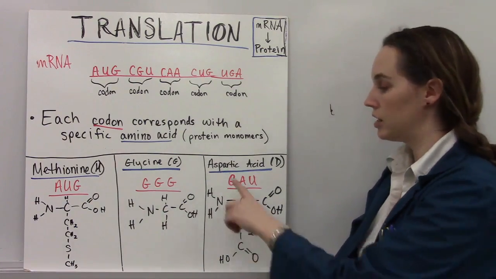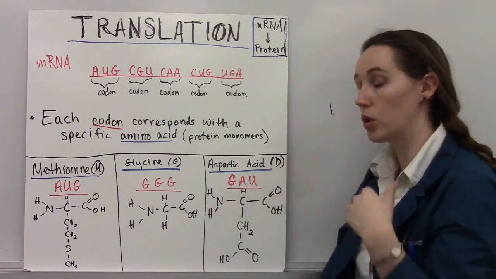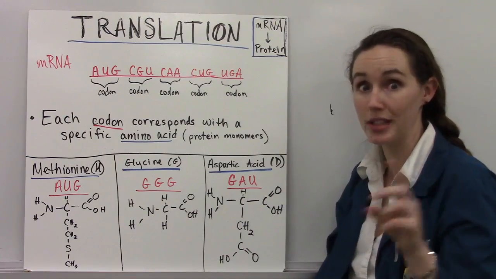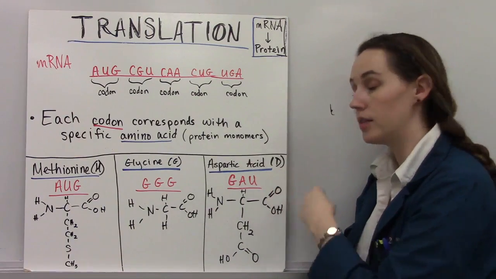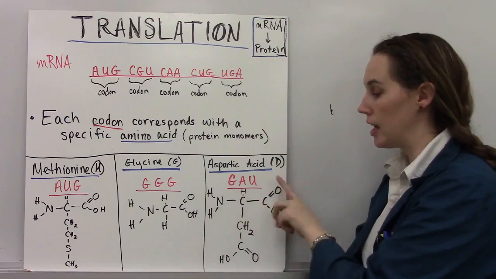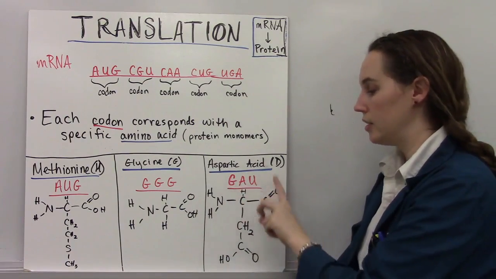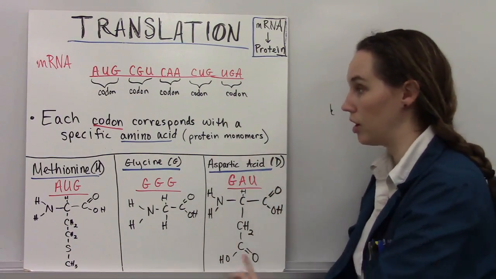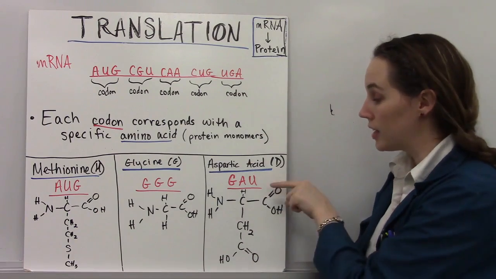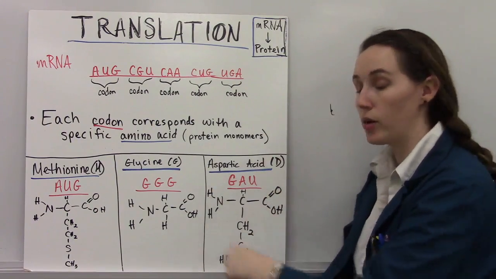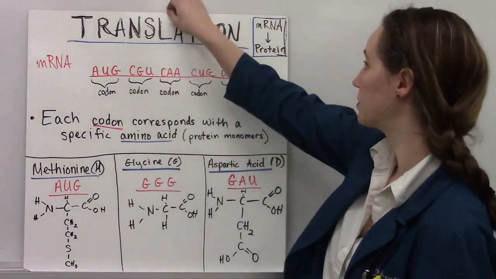And then finally, aspartic acid, whose letter code is D, and the codon that codes for aspartic acid is GAU, right? Guanine, adenine, uracil. And then here is the structure of aspartic acid. So depending on the codon, a different amino acid will be brought.